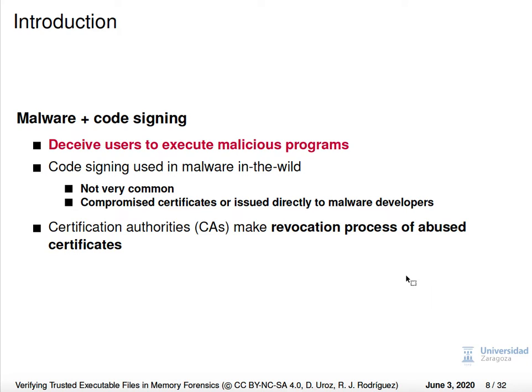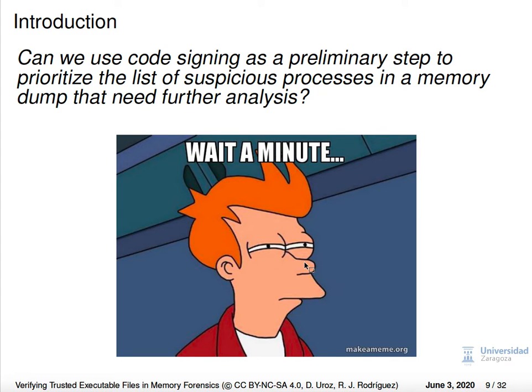Fortunately, at the moment, this is not very common, and this is happening because either the certificates have been compromised or the certificates have been issued directly to malware developers. In this way, certification authorities are in charge of the revocation process of any abused certificate. So the idea here is, well, can we use code signing as a preliminary step in order to prioritize the list of suspicious processes in a memory dump for further analysis?